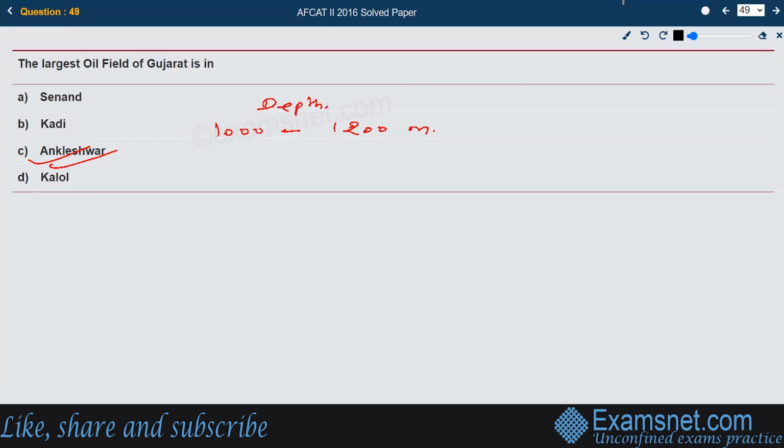It has a capacity of 2.8 million tons per annum. This is the capacity of this particular oil field in Gujarat. So the right answer is Ankleshwar.